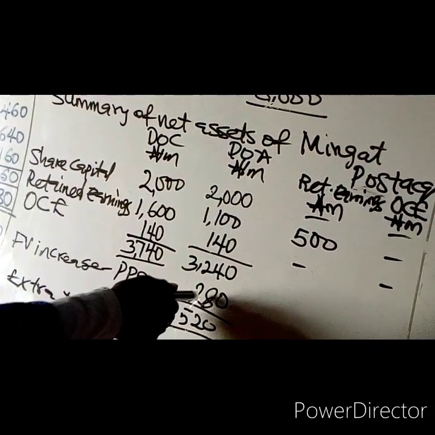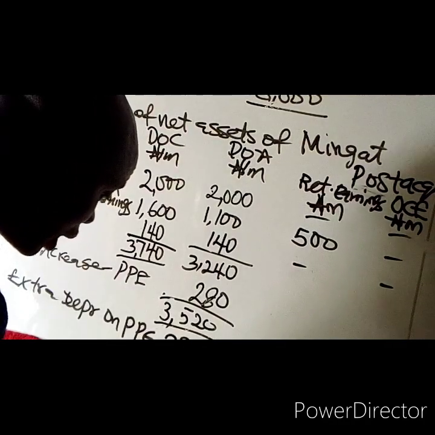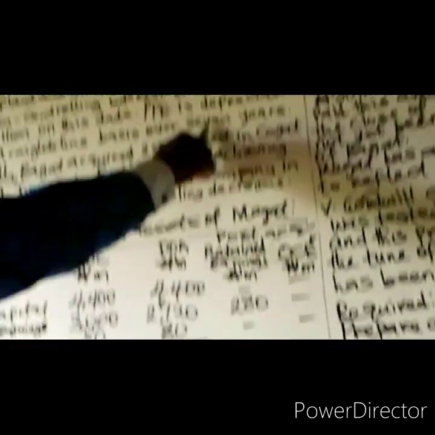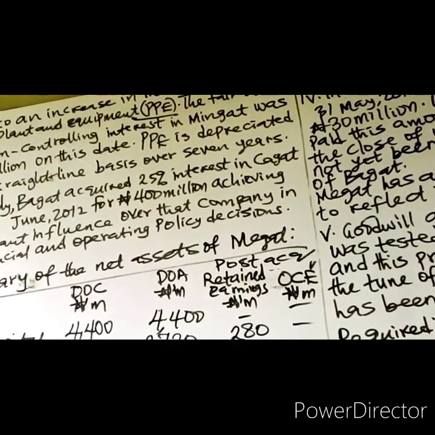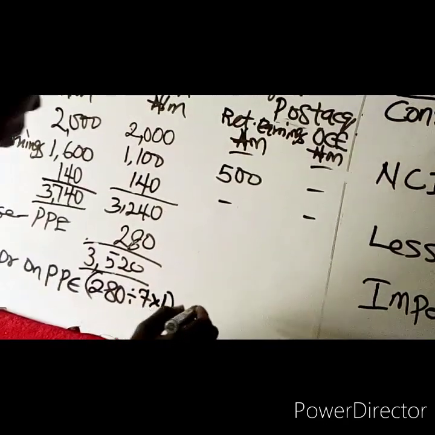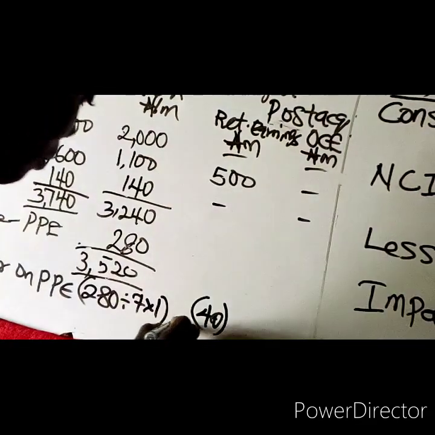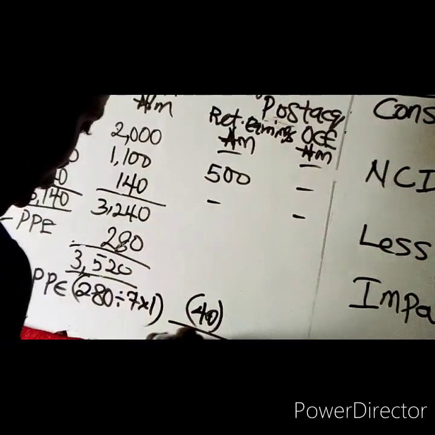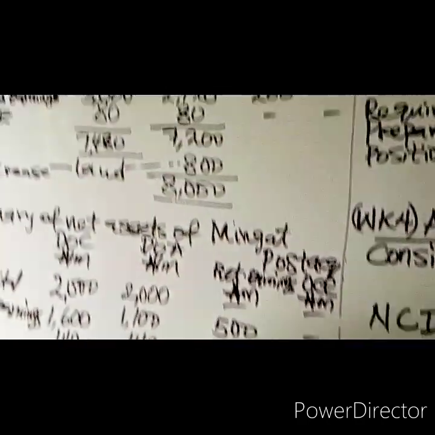The increase in PPE is 280 million, as calculated. 280 million divided by 7, since PPE will be depreciated over 7 years. From the date of acquisition to the date of consolidation is just 1 year. So 280 million divided by 7 is 40 million. If you deduct the 40 million from 500 million, the adjusted post-acquisition retained earnings of Megat is 460 million.